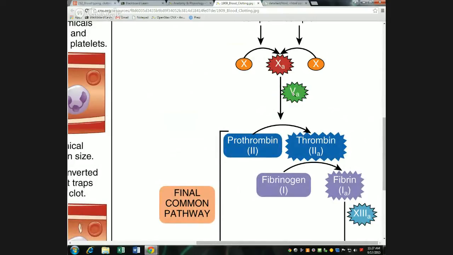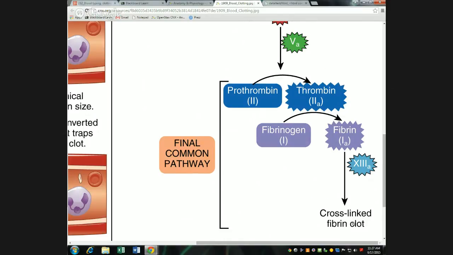I think it's factor 10 or maybe it's factor 5 that specifically causes the conversion of prothrombin into thrombin. Prothrombin's the inactive form, thrombin's the active form. And what thrombin does is it causes fibrinogen to become fibrin, which then forms the clot itself. Don't worry about this factor 13, but it's part of the fibrin clot formation.